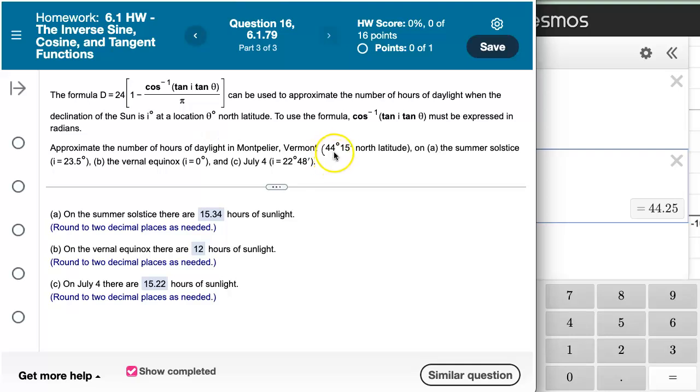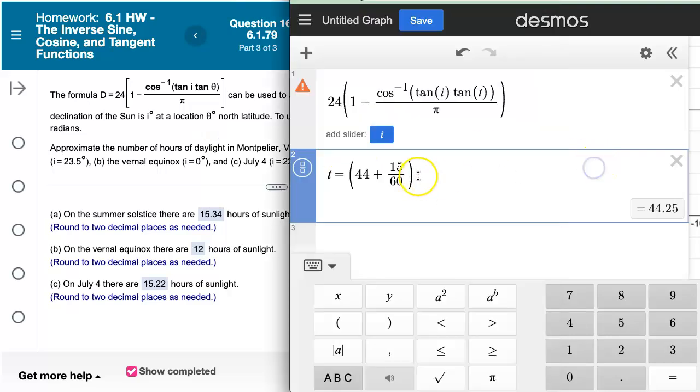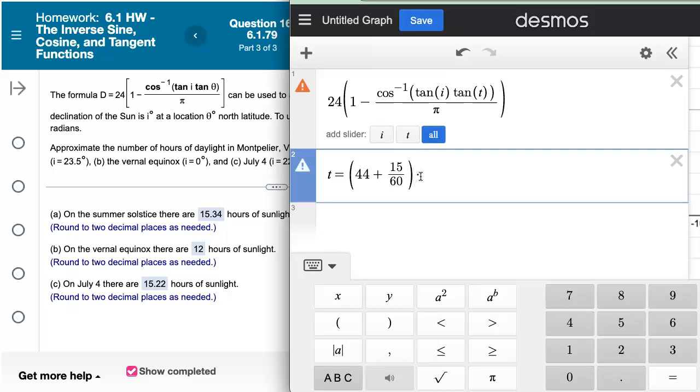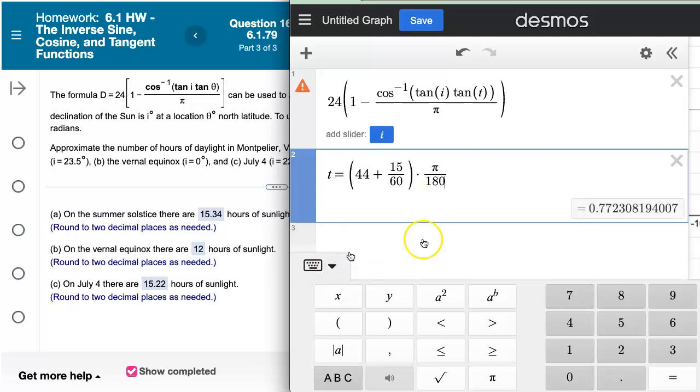Just double check, 44 degrees, 15 minutes. And then I want to convert that to radians. And I could choose any conversion fact that I like here. I particularly like multiplying by pi over 180. And now I have T in terms of radians instead of degrees and minutes like it was originally given. Remember that T is actually theta in this original problem.